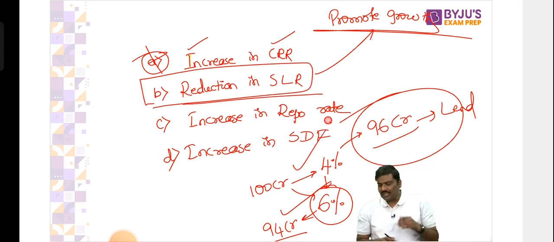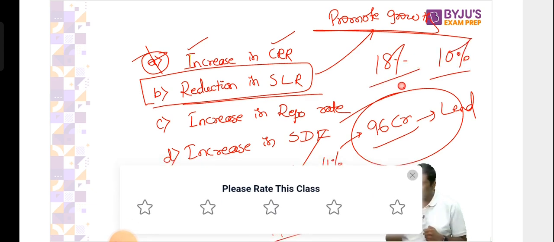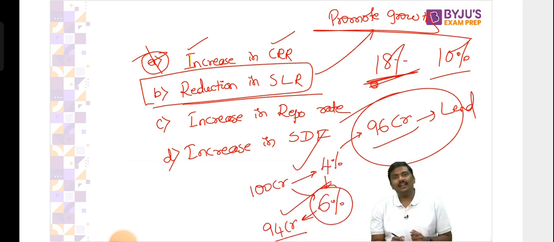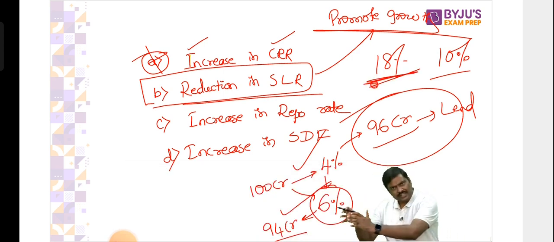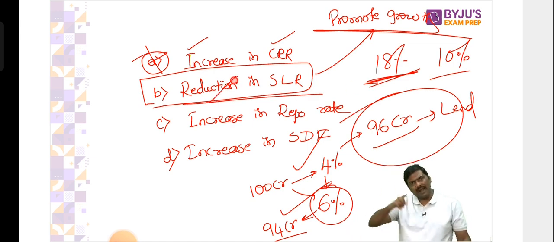Reduction in SLR. Apply the same logic. If you reduce SLR from 18% to, let's say, 10%, don't you think the banks will have more money to lend in the market? Have you understood this? I'll repeat the statement here. If you reduce the SLR, now the banks will have to keep a lesser amount of money in the form of, let's say, G-secs. Now the banks will have more money to lend in the market. Right? Of course, yes, reduction in SLR might help in promoting growth.